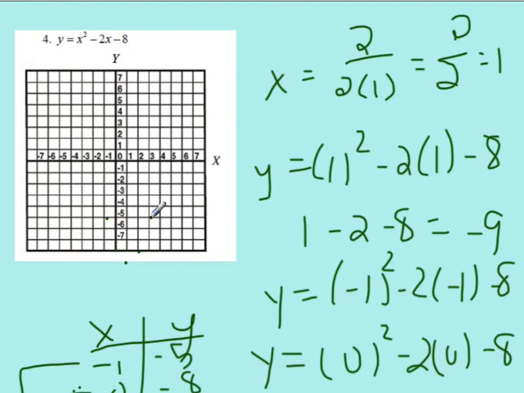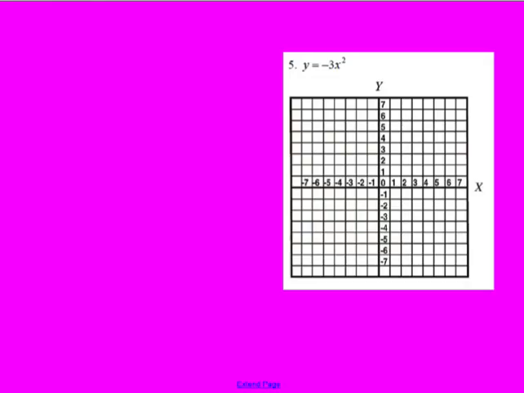So now what we're going to do is connect that. Then through the vertex we have that invisible line that is the axis of symmetry. So your parabola should be looking symmetrical on either side of that. Let's go ahead and take a look at number 5.